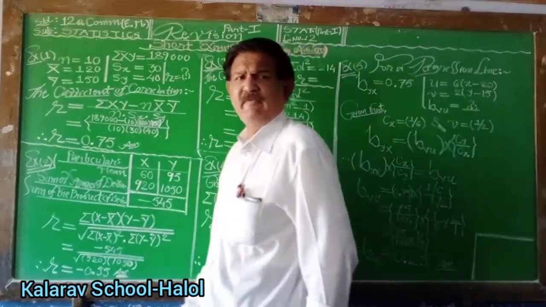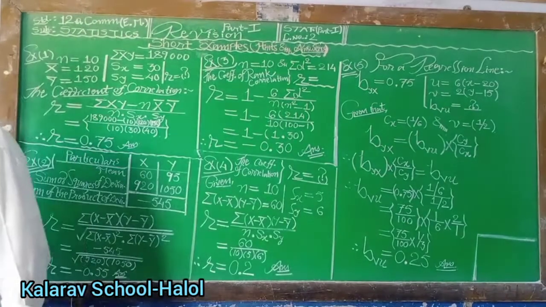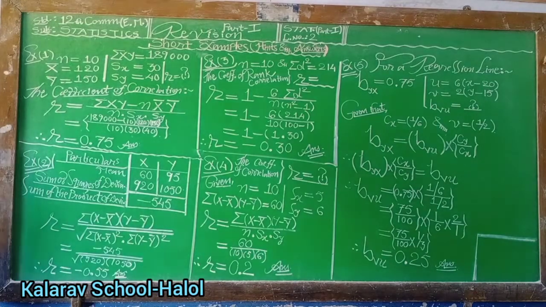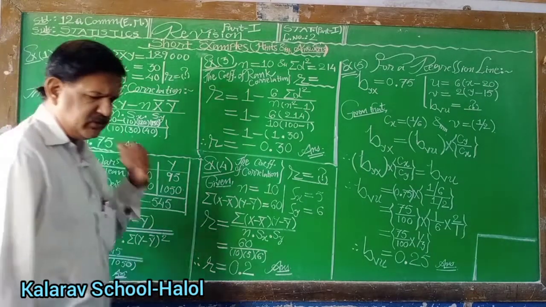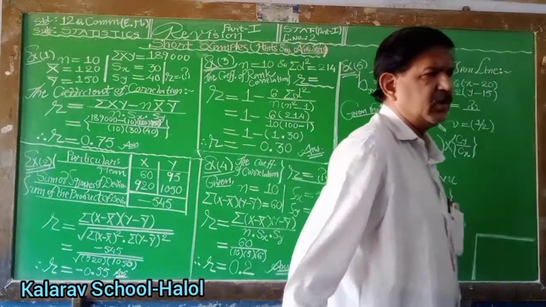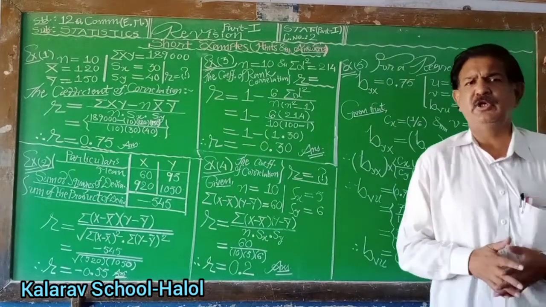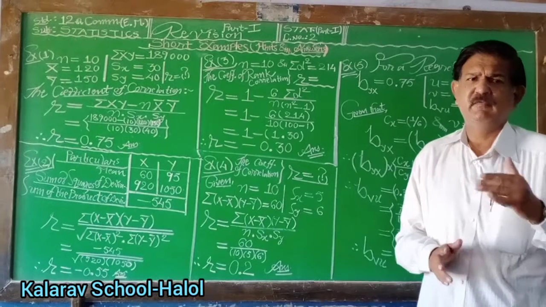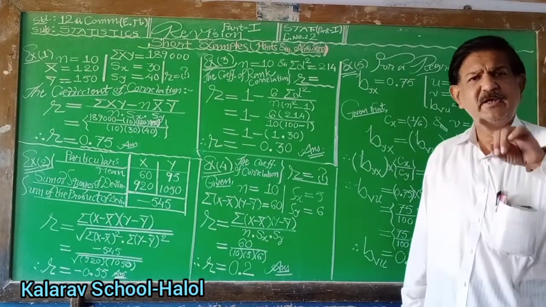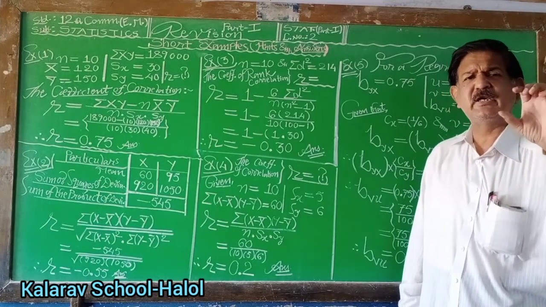Good morning, everyone. 12 Commerce Statistics Part 1, in which we take revision of the short examples generally asked for 2 to 3 marks, in section C or in section D generally.